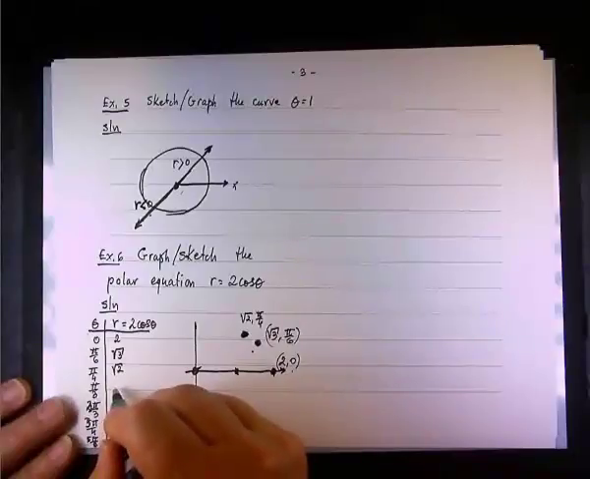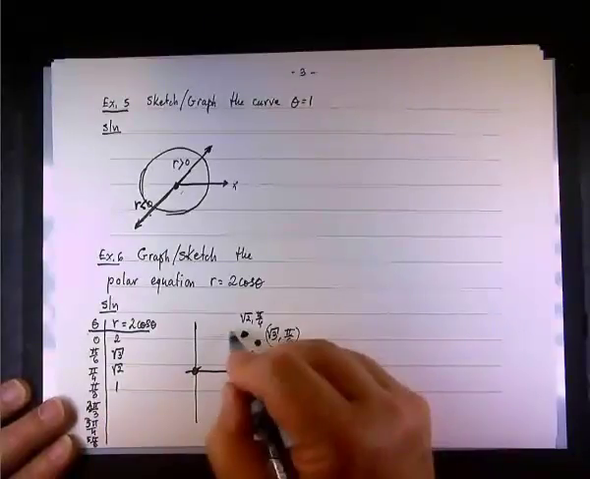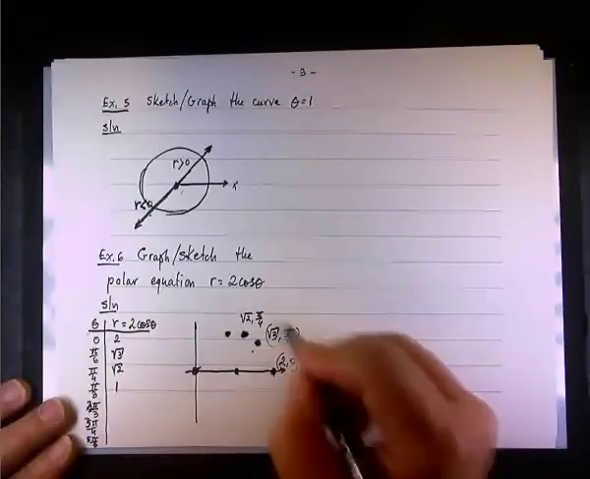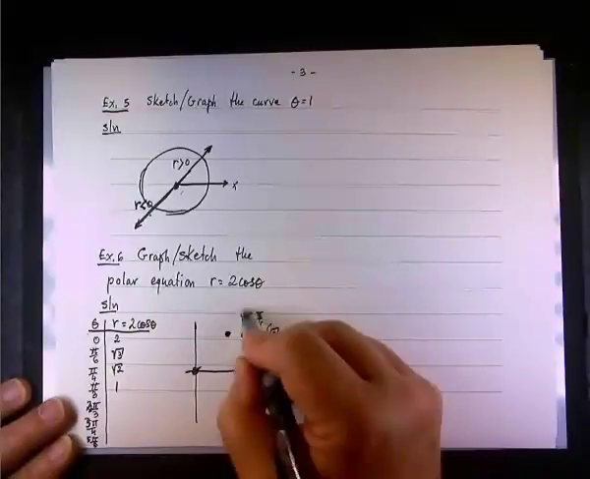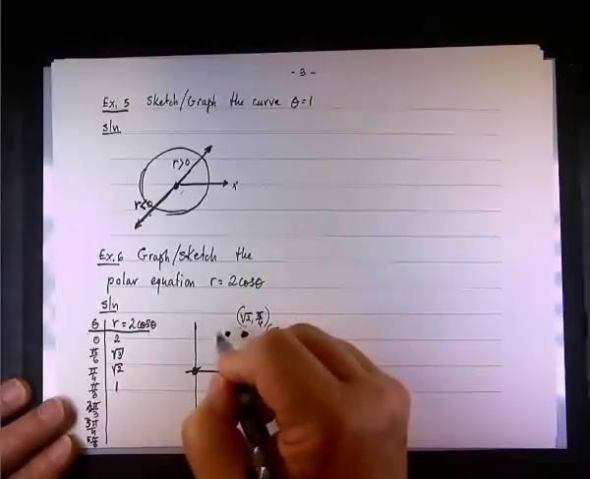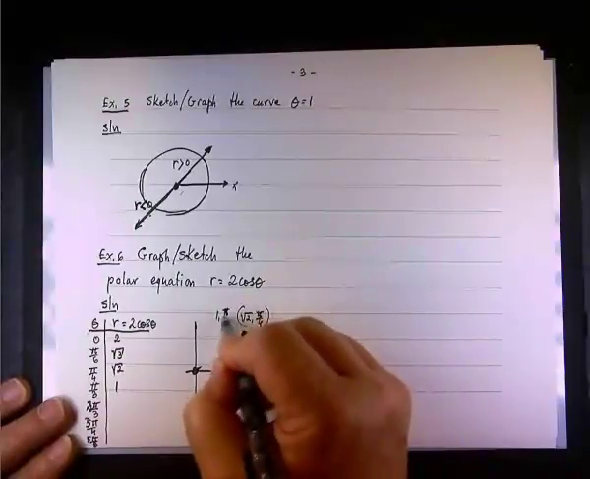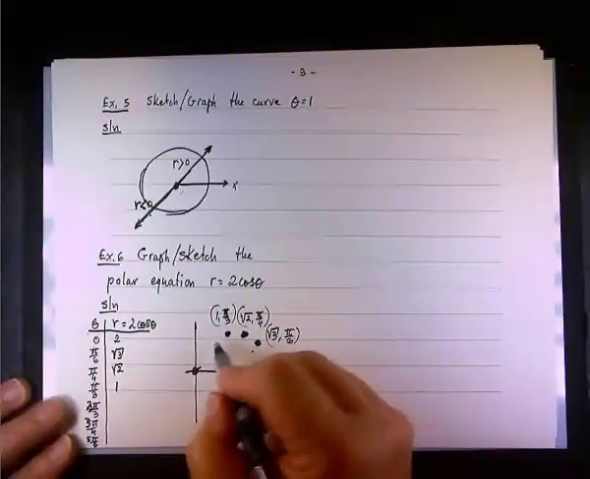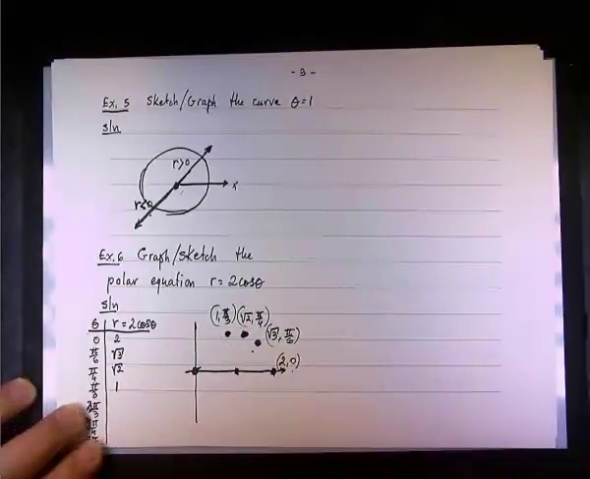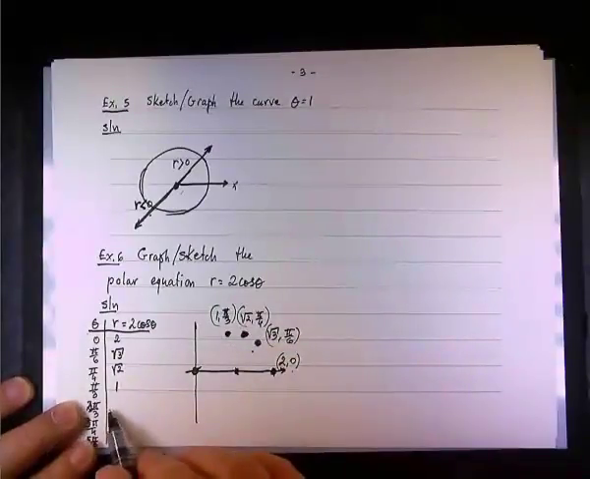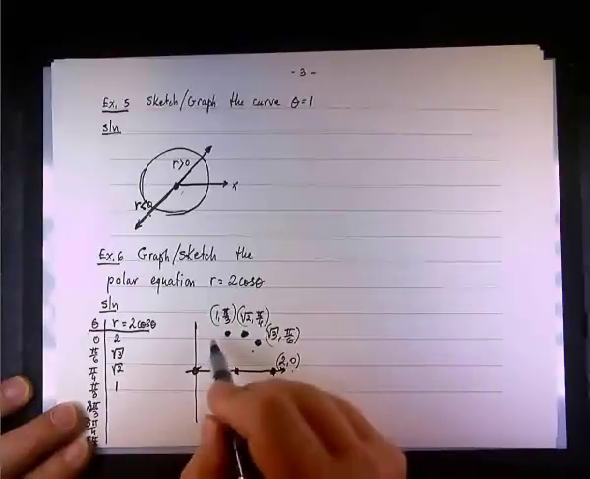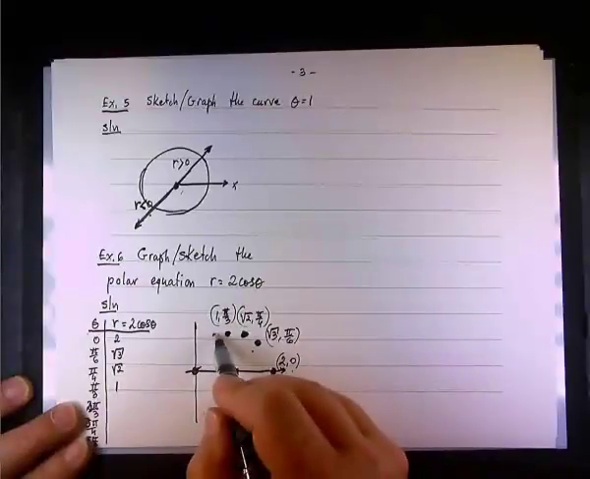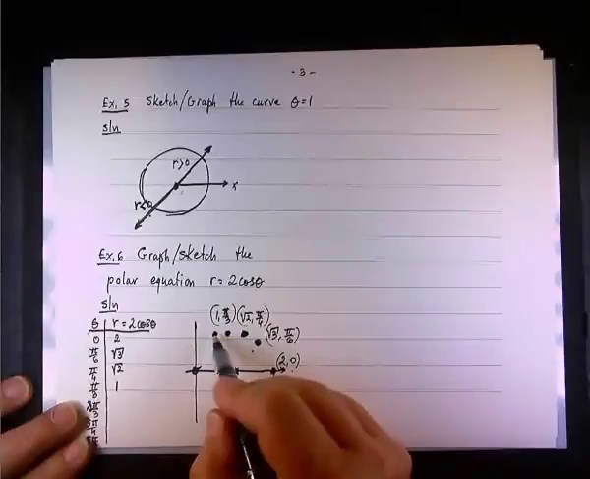And then pi over 3, cosine theta equals 1/2. So 2 times 1/2 is 1. So it's about 60 degrees. So we're looking at something like that. So this will be 1 and pi over 3. And then we are diminishing. At 2 pi over 3, the cosine is again 1/2, so we are back to 1.